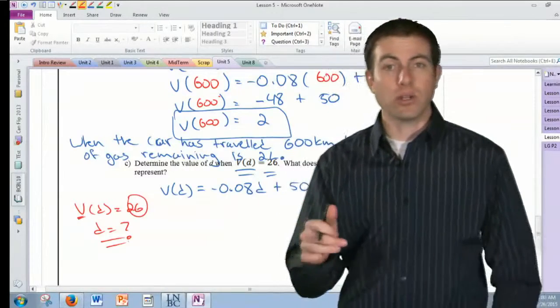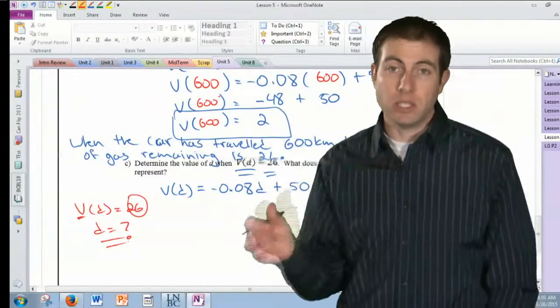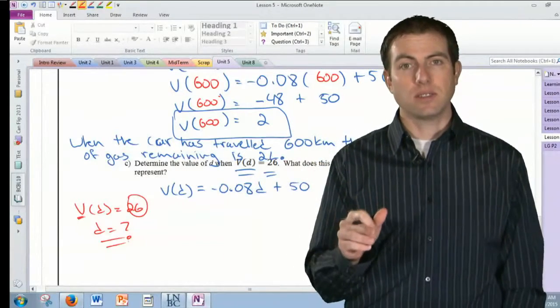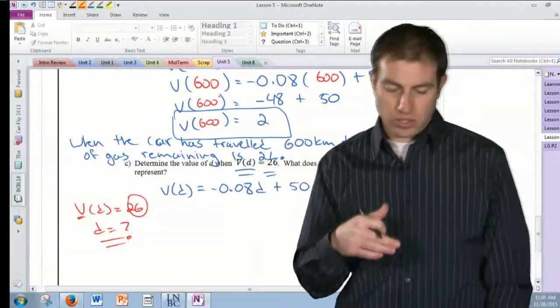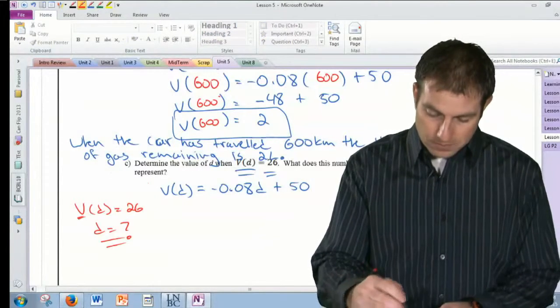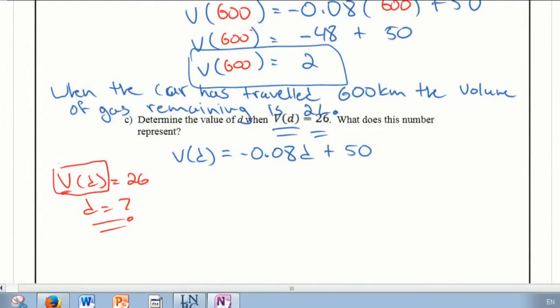Just like before when we were looking at the quarters, we said, okay, you have 3 quarters. How much money do you have? The value of 3 quarters was 75 cents. If I said, hey, you have 75 cents, how many quarters do you have? You're working backwards. Divide by 0.75, you end up with 3. So we've said that V of D is equal to 26. In my equation, I'm going to replace V of D with 26, because I know that it's equal to 26 in this example. So I have 26 is equal to negative 0.08 times the distance plus 50.